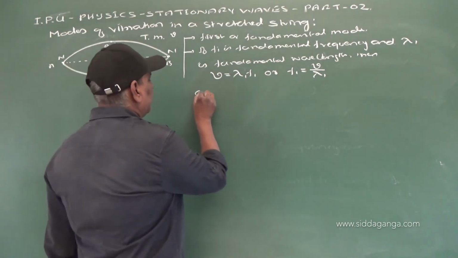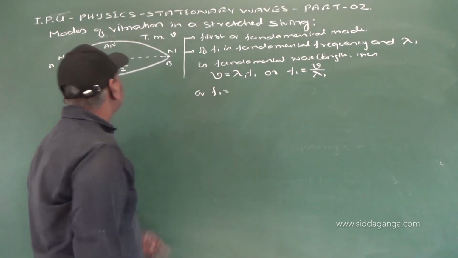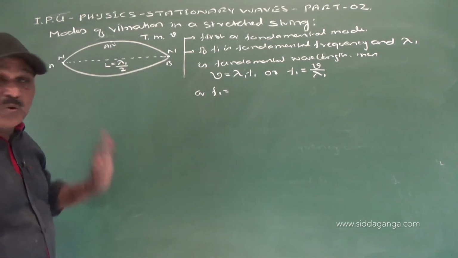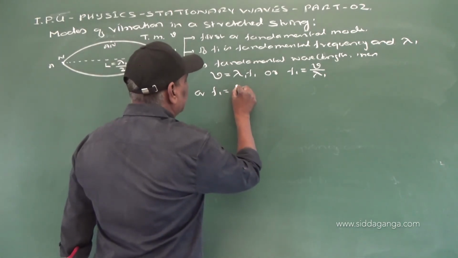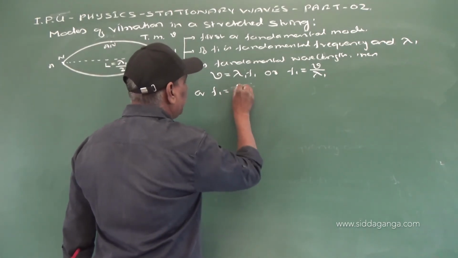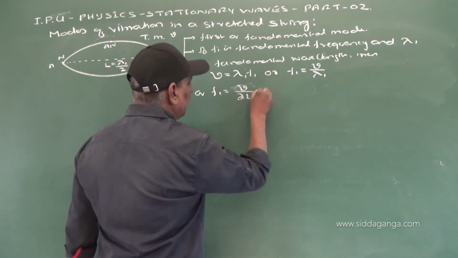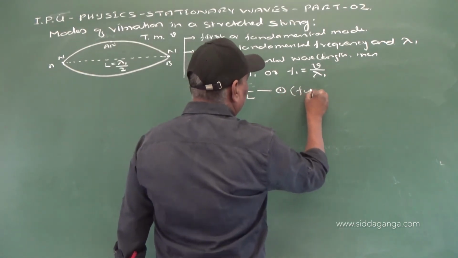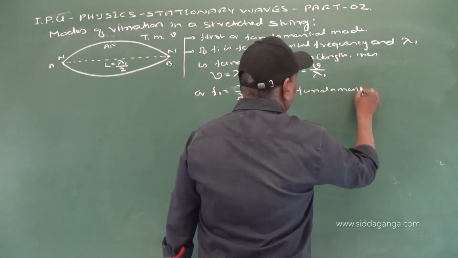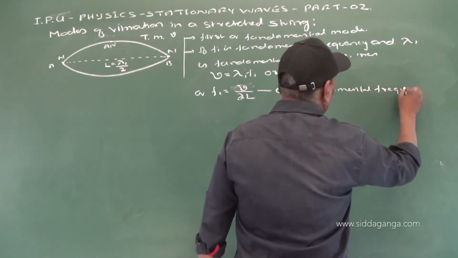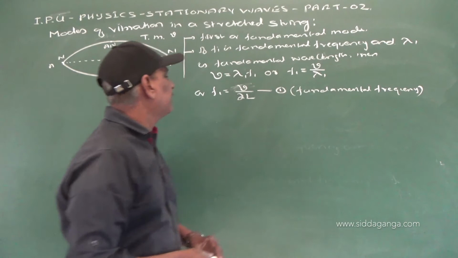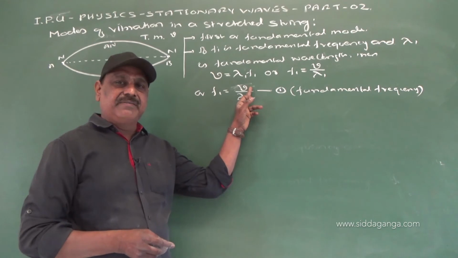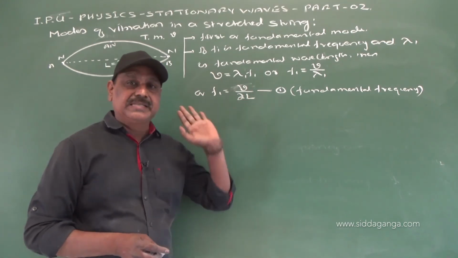So F1 is equal to V by lambda 1. Substituting, lambda 1 is equal to 2L here, so F1 is equal to V by 2L. Let us take it as equation 1, and it is called the fundamental frequency, right. So here F1 is the fundamental frequency, V is the velocity of the transverse wave on the string, and L is the length of the string.